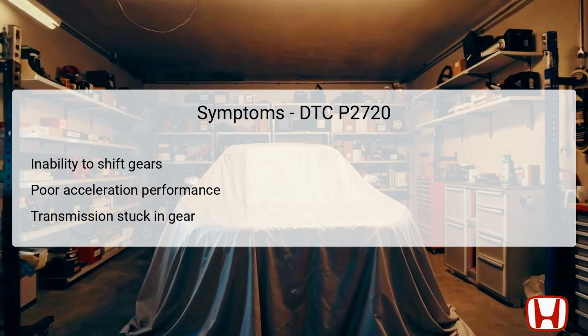When DTC P2720 is present, drivers may experience several discernible symptoms. One of the primary indications is the inability to shift gears, particularly into second and fifth gears, as the fail-safe mode kicks in to prevent further transmission damage. This can make driving conditions frustrating and unsafe, as acceleration becomes uneven and difficult to control.